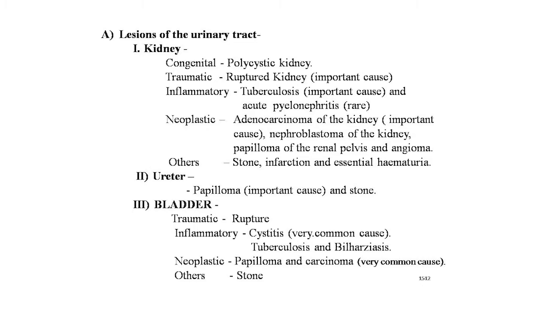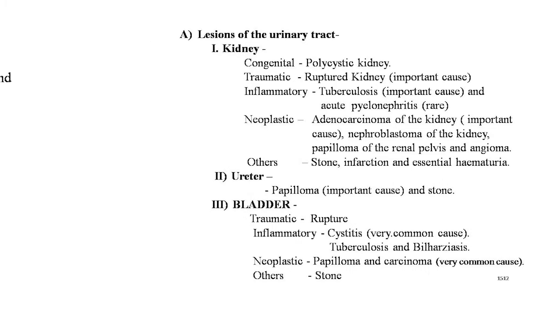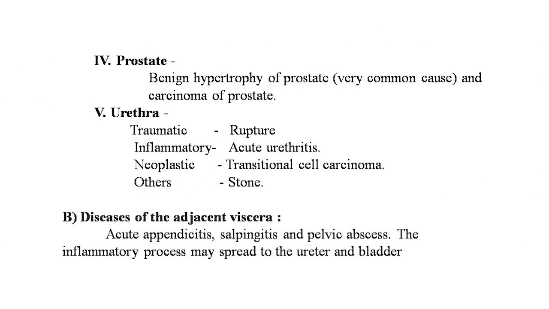Third is the bladder: traumatic rupture; inflammatory cystitis, very common cause, tuberculosis and bilharziasis; neoplastic papilloma and carcinoma, very common cause; and others are the stones. Fourth is the prostate, benign hypertrophy of the prostate, very common cause, and carcinoma of the prostate. Fifth is the urethra: traumatic rupture, inflammatory acute urethritis, neoplastic transitional cell carcinoma, and others are the stones.